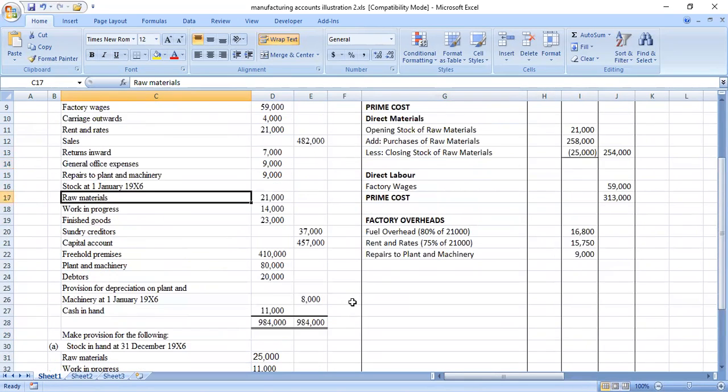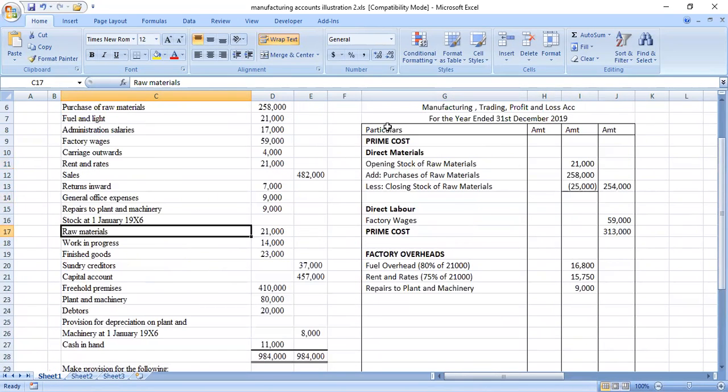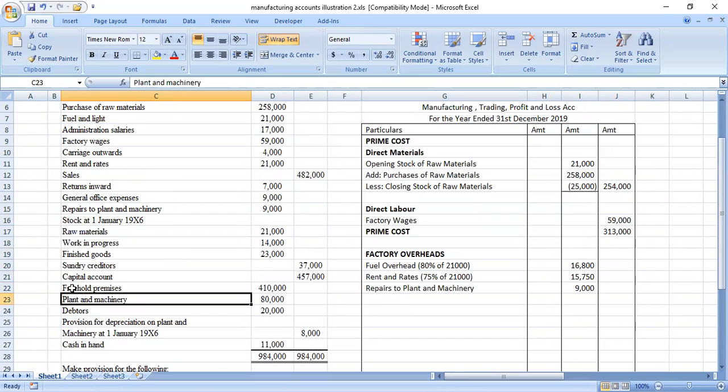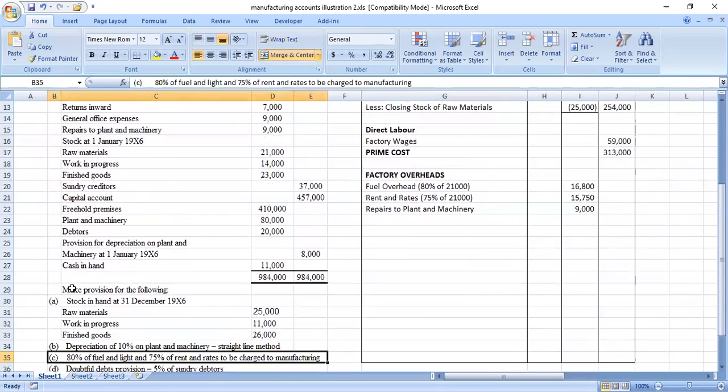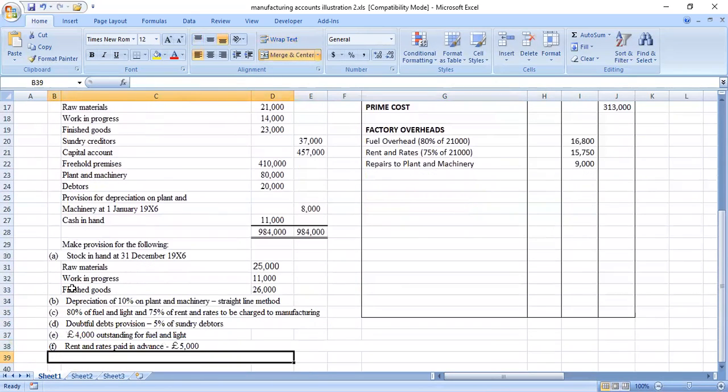And then after repairs to plant and machinery, the other item we have is raw materials. Already hiyo tumeweka mahali hapa juu kwa prime cost. Work in progress, we had to get there. Finished goods, plant and machinery, debtors, provision for depreciation. Oh, there's something I've seen.